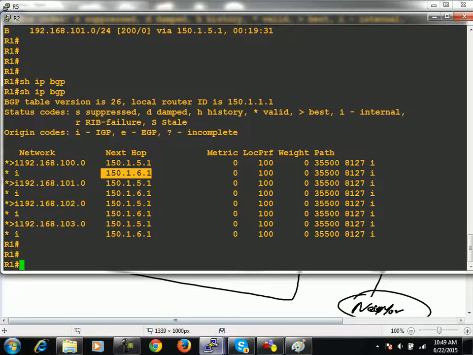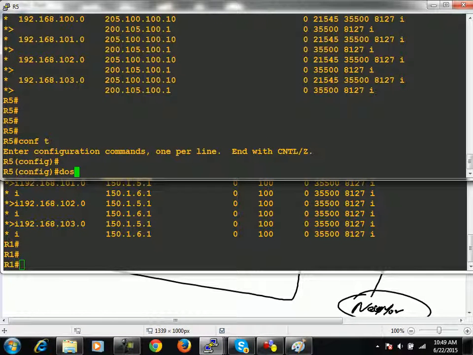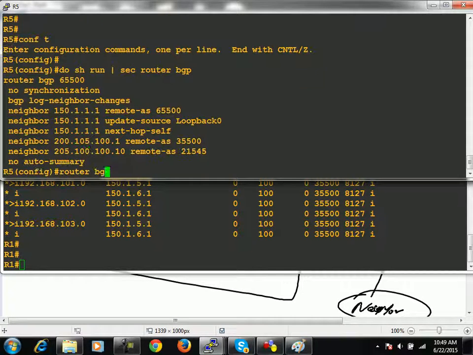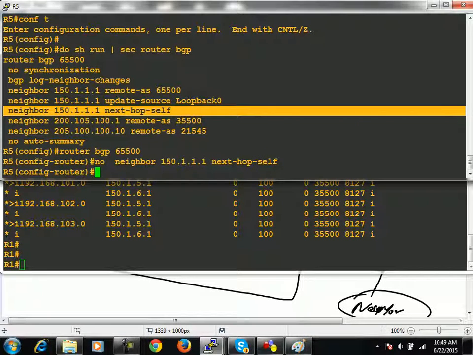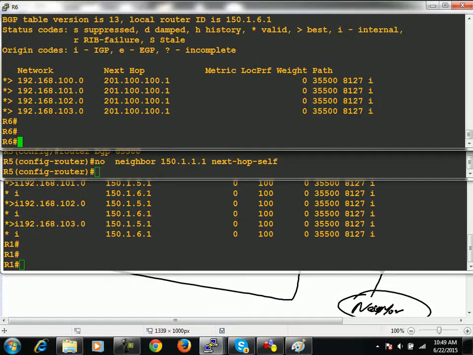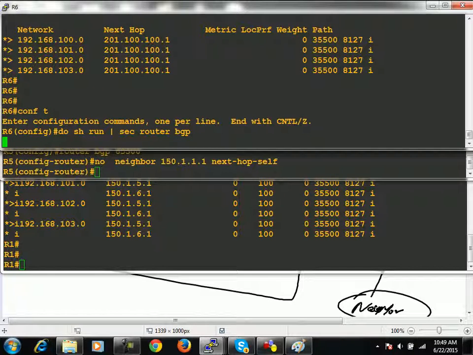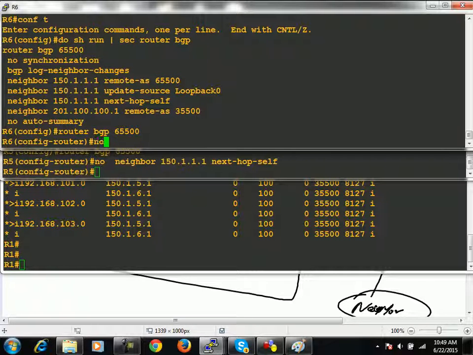See, if I move back to R5, this is the existing BGP configuration on R5, router bgp 65500. Now I'll simply remove this next-hop-self command from here, and in the same manner I will move back to R6 and show you the existing BGP configuration on R6. On R6 itself, what will I do? Router bgp 65500. I will remove this next-hop-self command only.